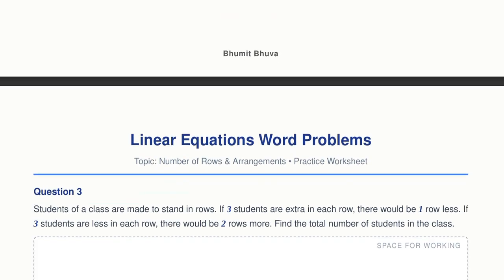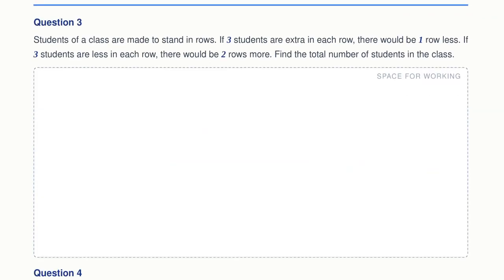Look at the next type of question, row arrangement. So the question is, students of a class are made to stand in a row. If 3 students are extra in the row, there would be 1 row less. And if 3 students are less in each row, there would be 2 rows more. So find the total number of students in the class. So the question is similar to the rectangle only. You just assume this is a bench. So in the first bench, let's say 4 students are there. In the second bench also 4 students are there.